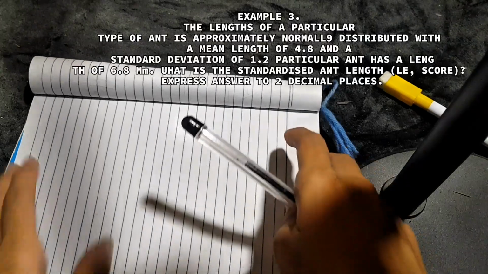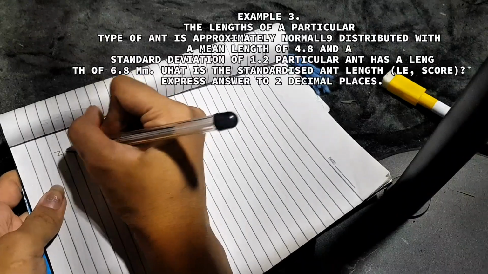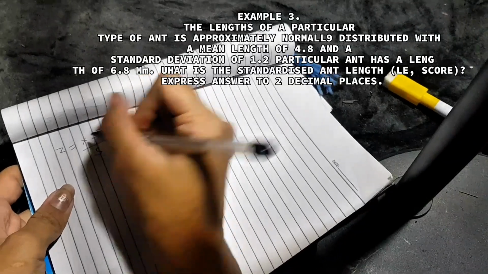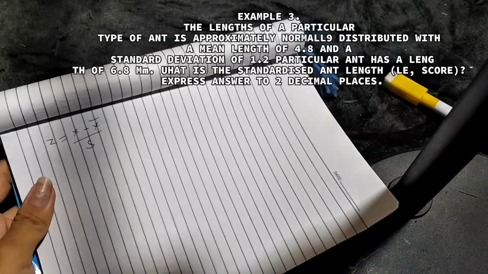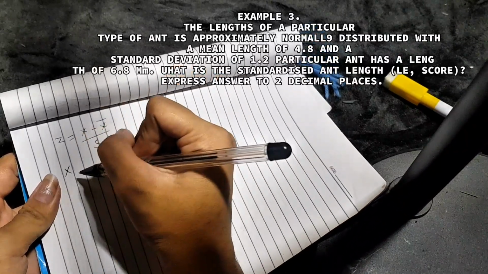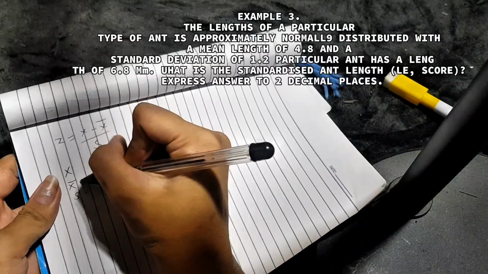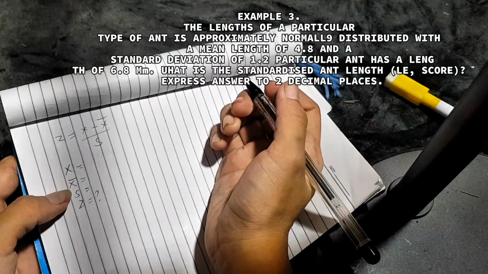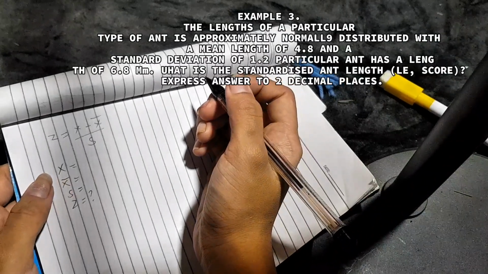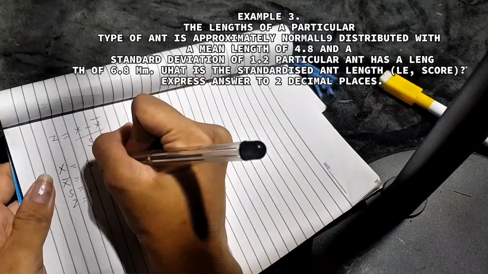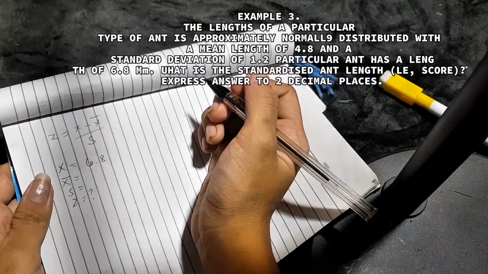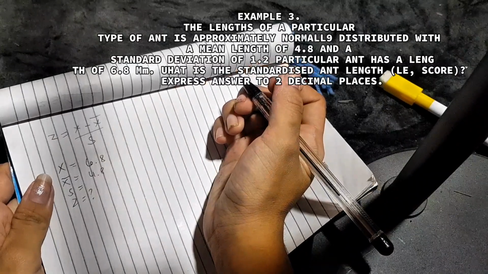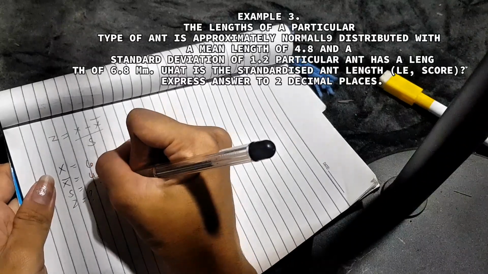What is the standardized ant length in this score? Express your answer to two decimal places. So now we are going to use the z-score formula. Now we will identify first the individual score, the mean, and also the standard deviation. Our individual score is 6.8. Our mean is 4.8. Ang standard deviation naman natin is 1.2.